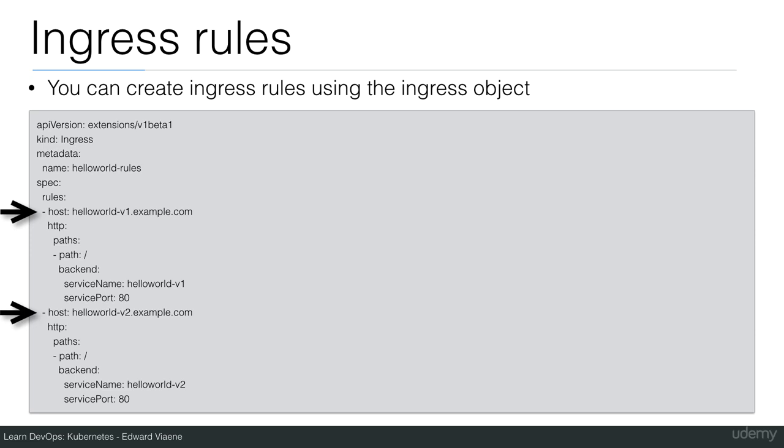These example.com hosts are non-existent, but you can configure your own domain name, your own host name. Or you can just work with paths and you can say /v1 goes to my v1 application and /v2 goes to my v2 application. That's also possible. In the next demo, I will show you how this works.